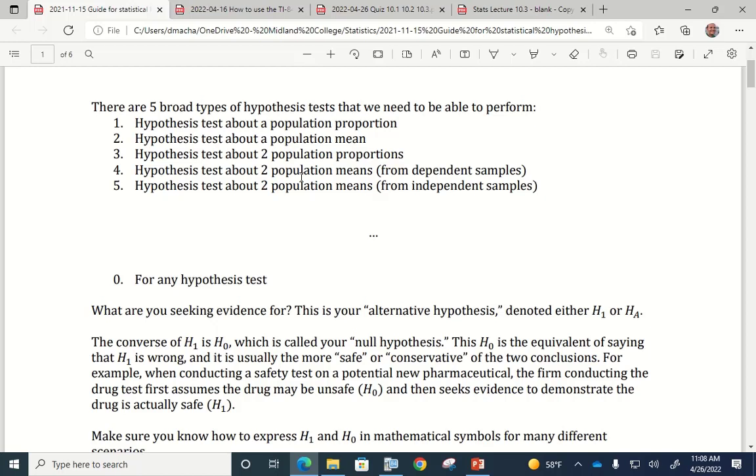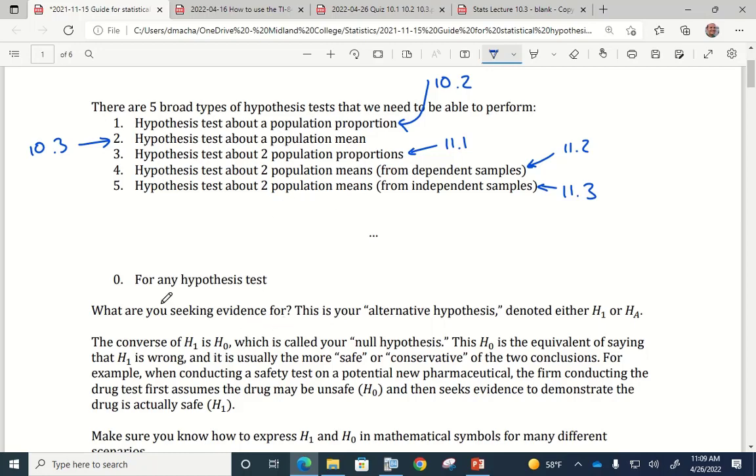So briefly, let me label these for you. That population proportion would have been 10.2 material. The population mean would be 10.3 material. 2 population proportions would be 11.2 material. The means with dependent samples would be 11.1. This would be 11.2. That would be 11.3. So if you want to know what section of the textbook you would find these in, that's where you find them.